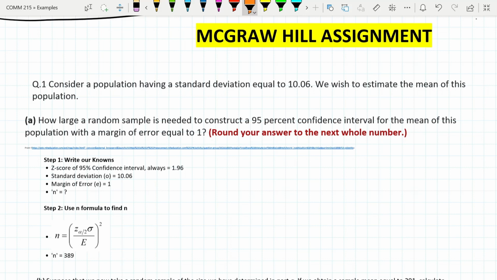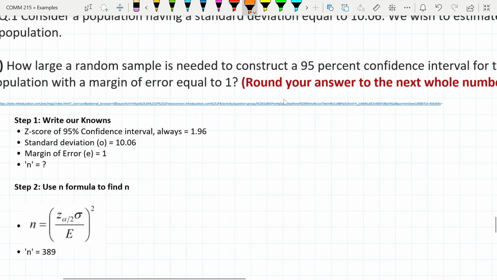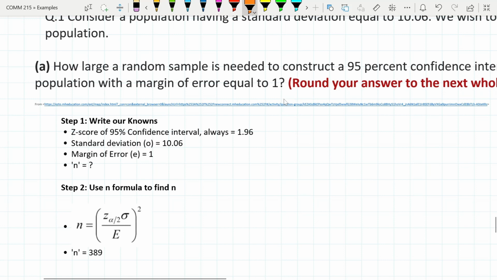So the first step is to write our knowns. We know that the z-score of a 95% confidence interval is always going to be equal to 1.96. This can be seen in the introductory YouTube video, or you can just find the z-score yourself. The standard deviation is given to us, which is 10.06. The margin of error is given to us, which is equal to 1, and we want to find our n, which is the sample size.